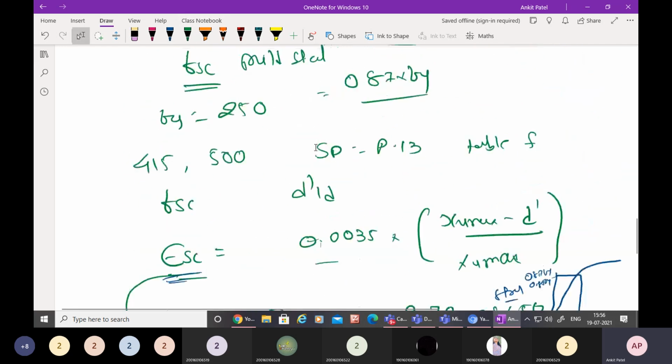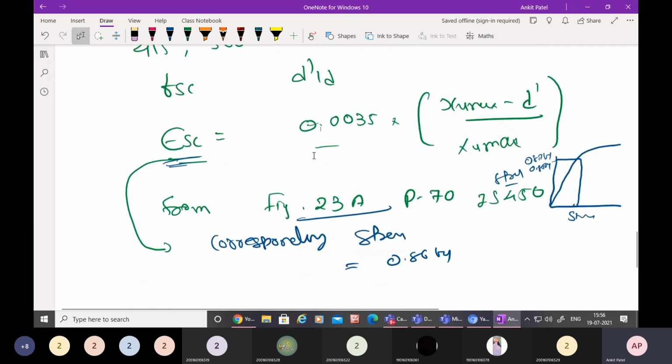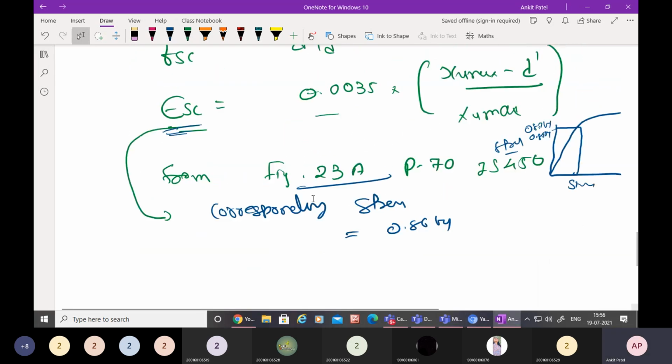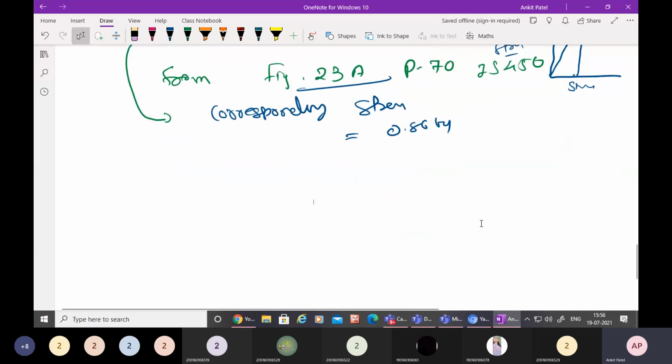Now this is your first part. Now what you need to do is, just a minute. Okay, there are basically two types of examples.